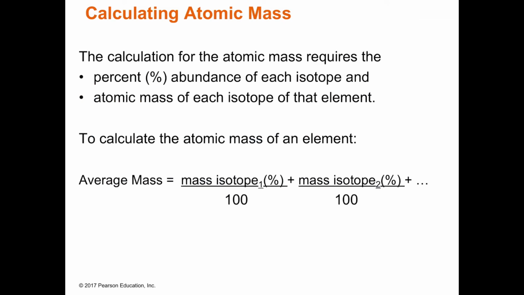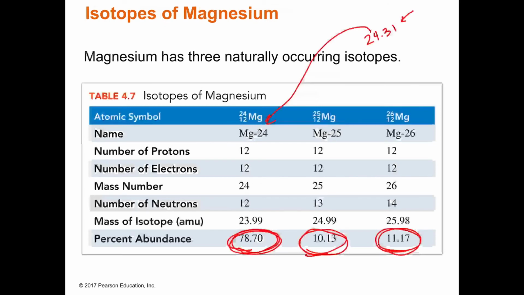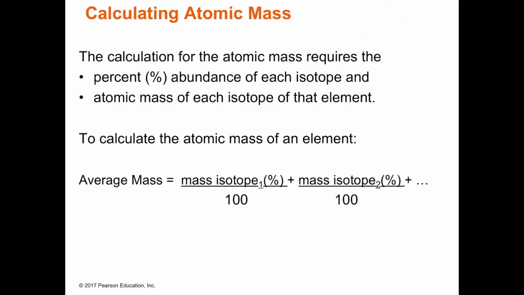So today we're going to talk about how to calculate that atomic mass. And you need 2 things to calculate the atomic mass. You need the percent abundance for each isotope. And again, that's the number on the bottom. That's how frequently it's found in nature. And you also need the atomic mass of each isotope of that element.